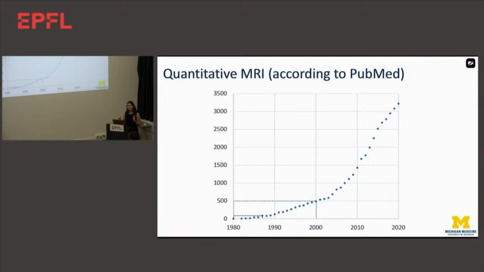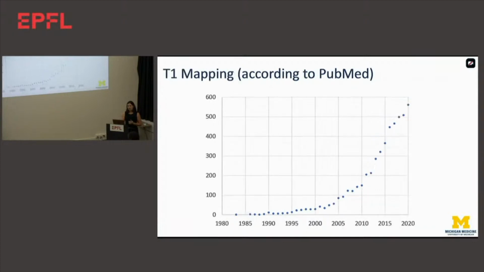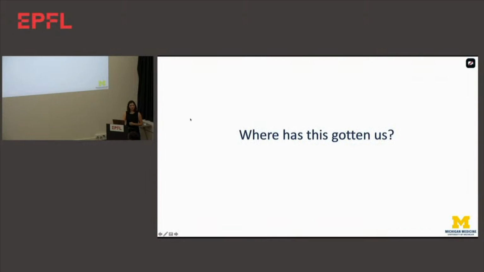And quantitative MR, maybe that could be a number of different things, so let's narrow it down specifically to T1 mapping. And here we see the same thing, right? That we had maybe not so much activity in the 80s. By the year 2000, we have about 40 papers. And now, in the year 2020, we're talking about like 500 papers. This is a lot of research that's going into quantitative tissue property mapping. So where are we? Where has all this work gotten us, right?